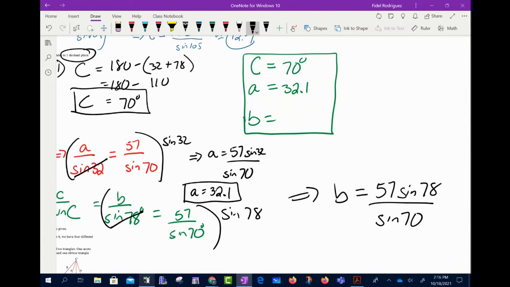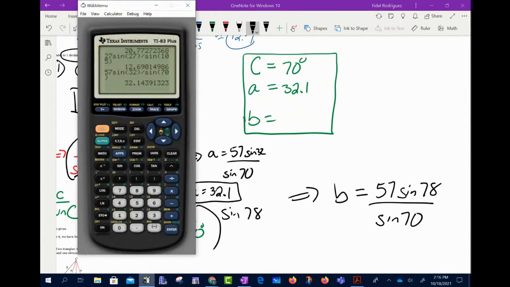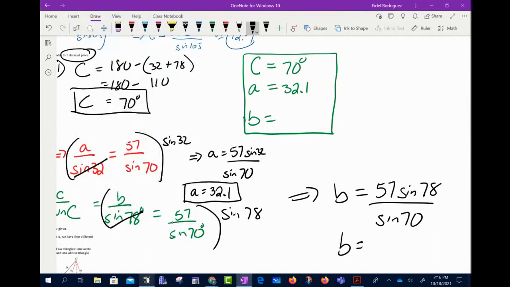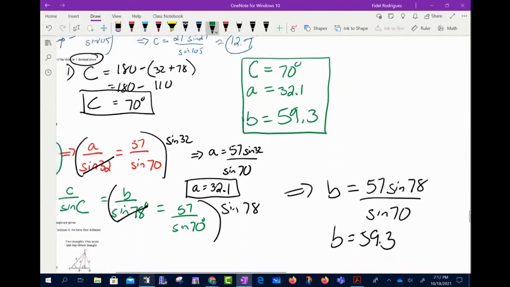And again, just like we did using our calculator, I need to make sure that my calculator is in degree mode, but it still is because I haven't changed it. So 57 sine of 78 degrees divided by the sine of 70 degrees, and I'm going to hit enter. And again, to one decimal place, I'm coming up with 59.3. So right here, I would say little b is 59.3.